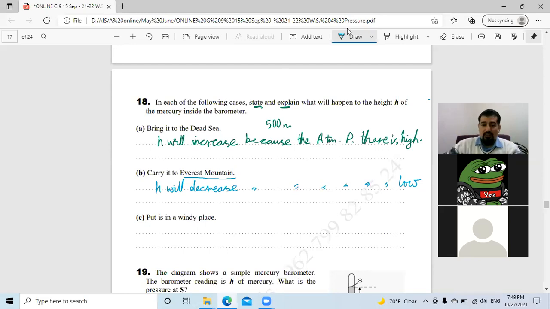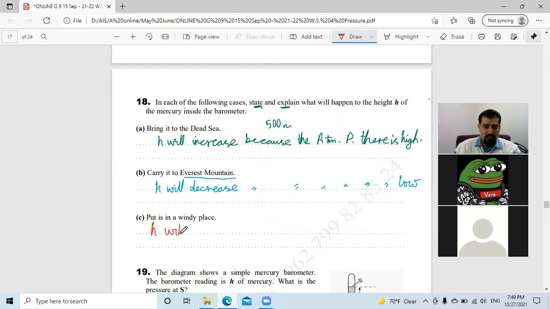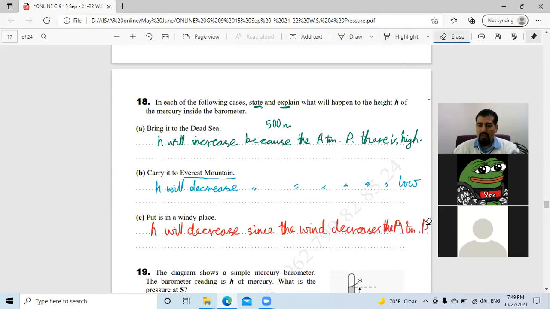What about if we put it in a windy place? h also will decrease, because the wind decreases the atmospheric pressure. That's why in the weather forecast they tell us we have a low-pressure system. What does a low-pressure system mean? It means the pressure and temperature decrease. Okay?